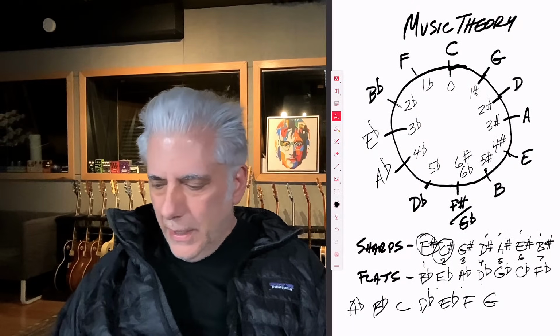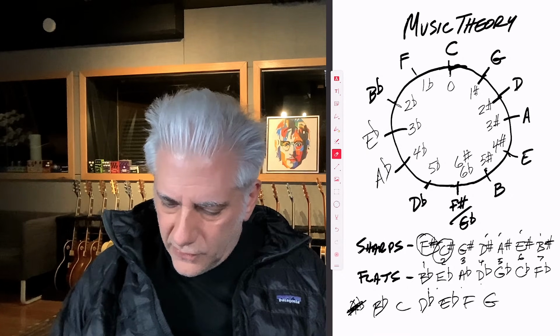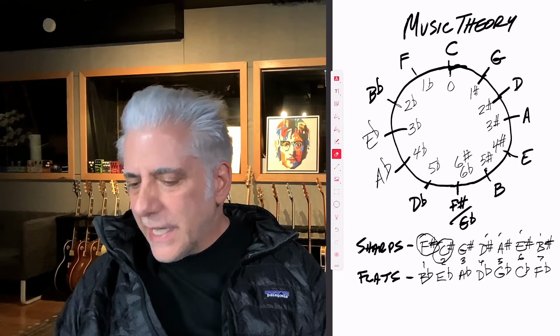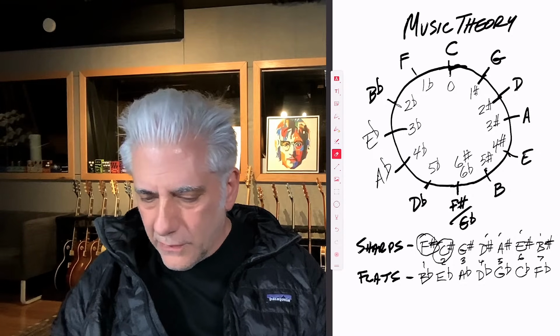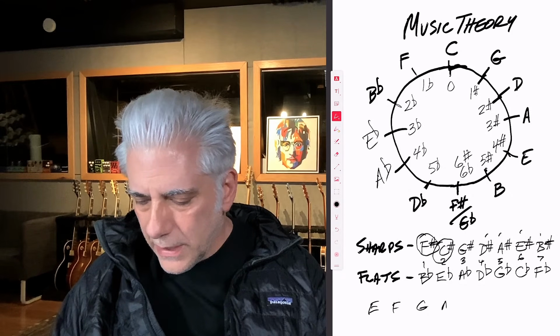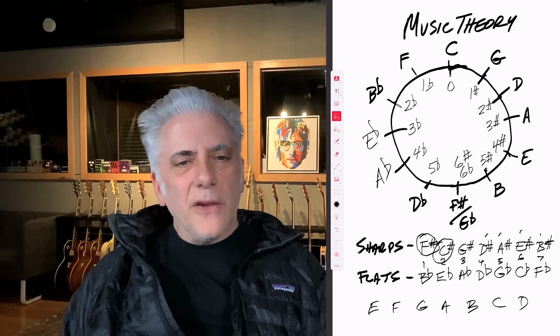So that's the order of sharps and flats. This is how you figure out what notes are in each key. I'm going to do one more in a sharp key. Let's say the key of E major. I'll write out the notes in E major: E, F, G, A, B, C, D. I'm just writing the alphabet. And it has 4 sharps.